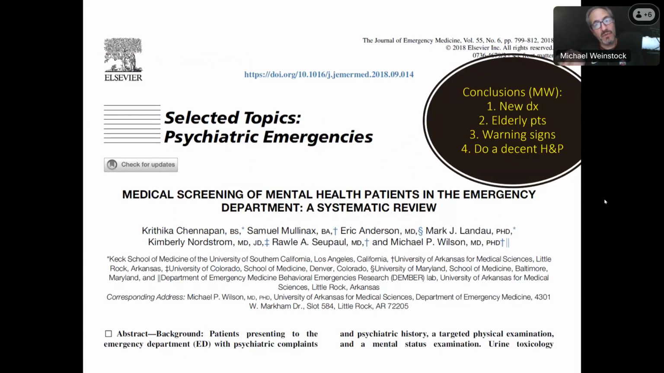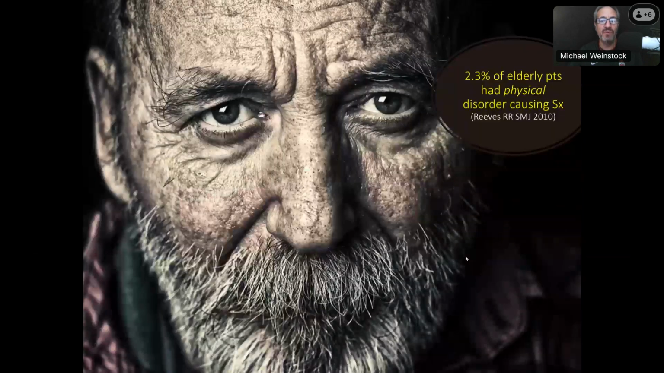But times that we want to be especially cautious: if there's a new diagnosis, especially a new diagnosis over the age of 40 or 50. It's unusual to just happen to develop schizophrenia when you're 60 years old, right? Elderly patients obviously can have a much higher risk of a medical problem being confused as a psychiatric illness. Some of those warning signs, we talked about those before, and then again, just doing that good history and physical. So thanks so much for that, both of you guys.